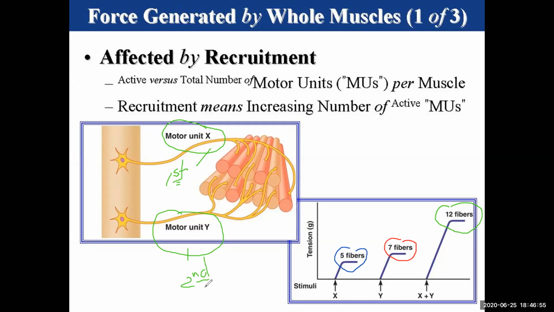And if you need still more, you will recruit a third motor unit, which is even larger than motor unit Y. Okay. So recruitment: the more motor units being recruited, the greater the tension generated by the muscle as an organ.